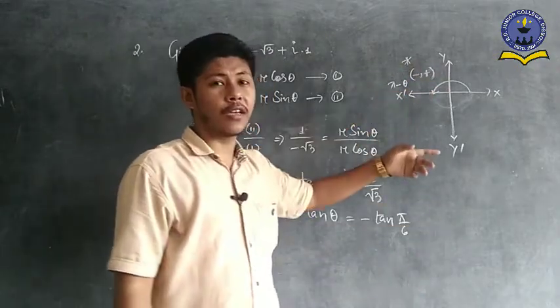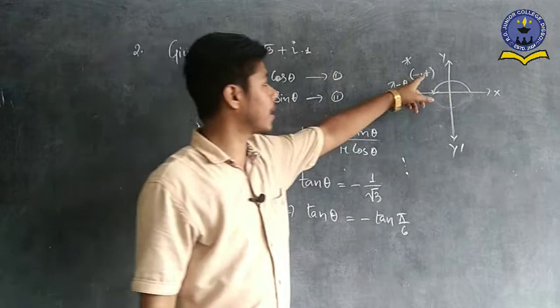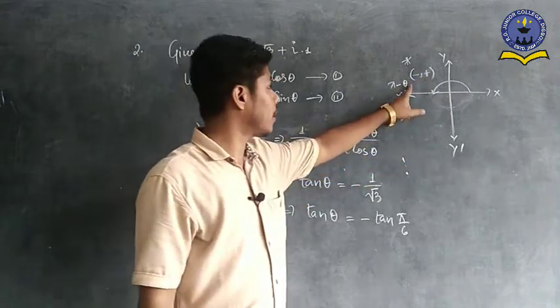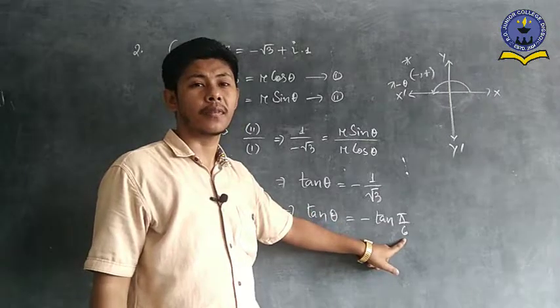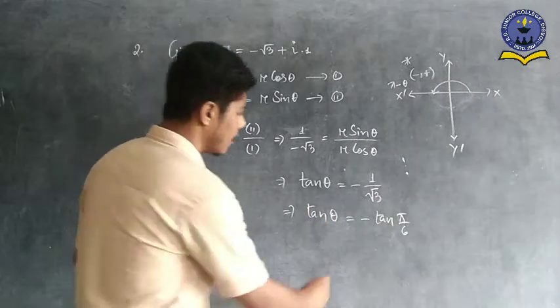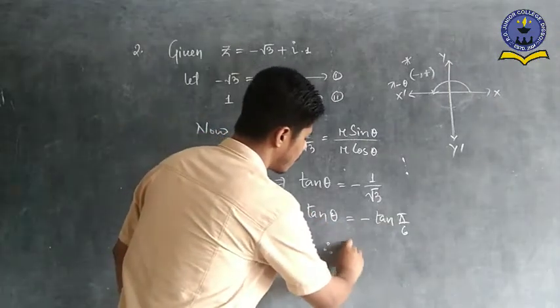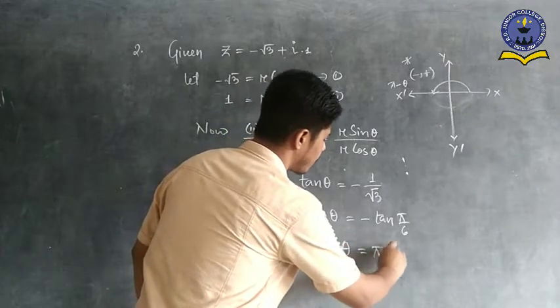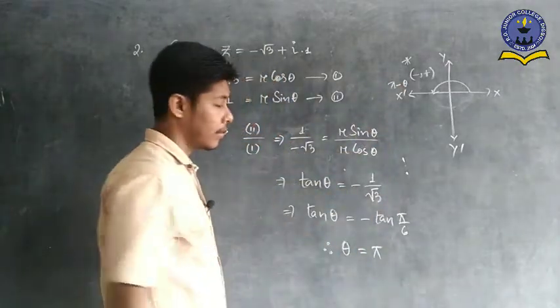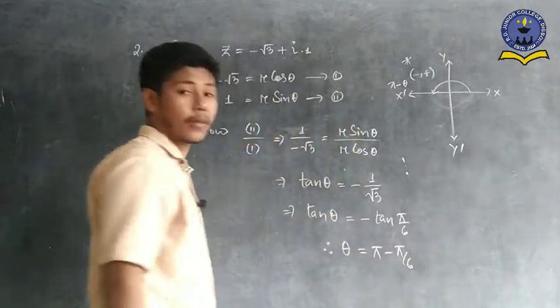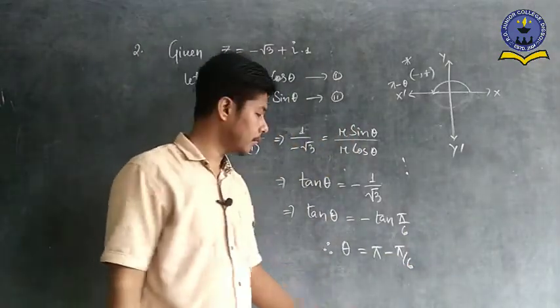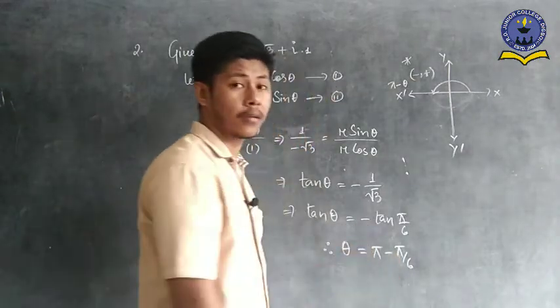If we write pi minus theta, it is because the angle lies in the second quadrant. Here theta is what? Pi by 6. So directly we can write here, therefore theta equals pi, pi is the same, then theta is what? Minus pi by 6. Is it clear? Understood this one?